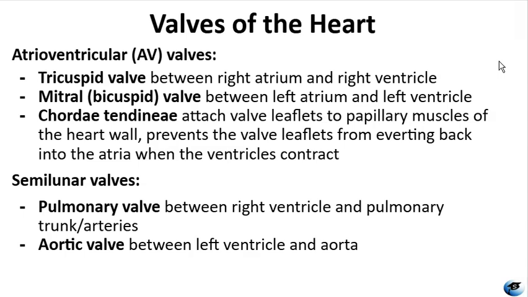And then we have the semilunar valves, which control blood flow going out of the ventricles. The pulmonary valve is located between the right ventricle and the pulmonary trunk, which leads to the lungs. And the aortic valve is between the left ventricle and the aorta, which carries oxygen-rich blood to the body.